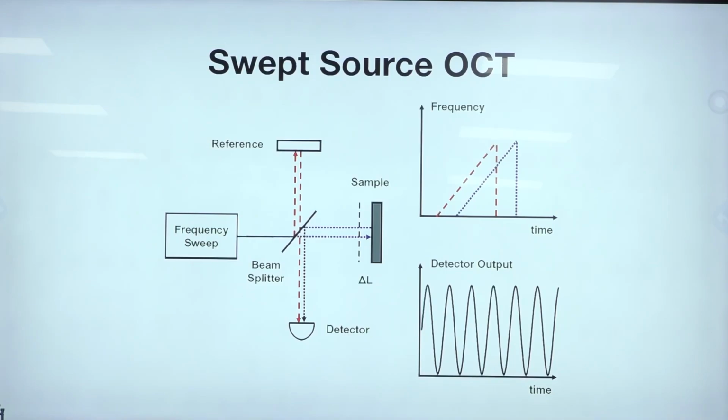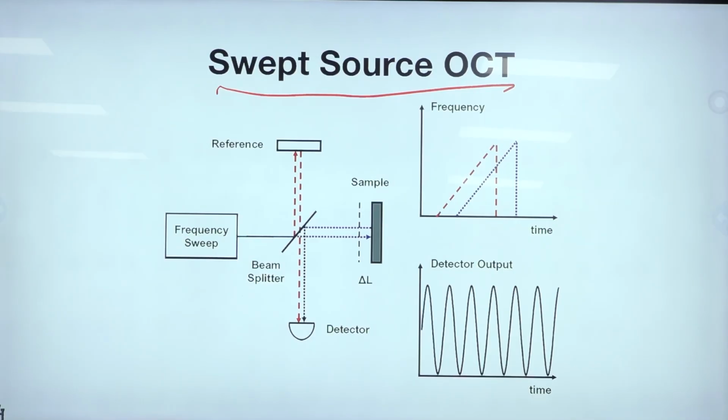So there is one new version of OCT. It is much faster than the previous version in terms of getting overall data for the same quality of data. There is another version which does the same kind of thing, but uses a different type of laser. This is what's called swept source OCT.